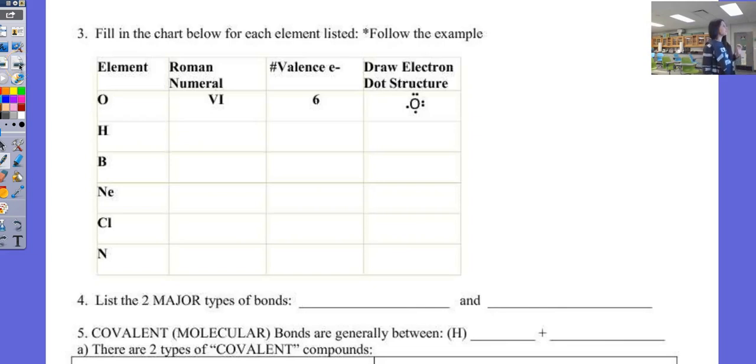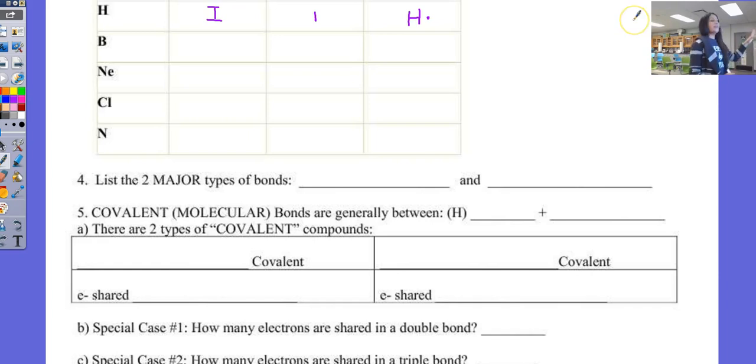All right, next page. So now we've got Roman numeral 6 is what oxygen is. It's got 6 valence electrons, and then we can draw the dot structure. So for example, hydrogen is a Roman numeral I. Remember, you have to look on top of the group. So that means it's 1, and then you just do H with the dots. Okay. Next question is asking to list the 2 major types of bonds.